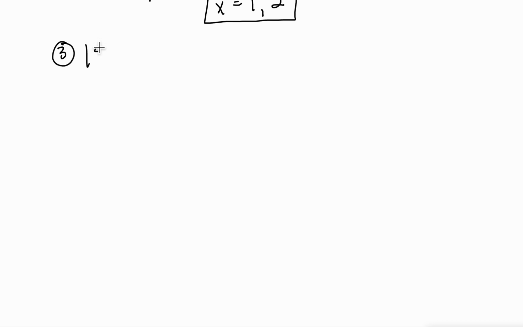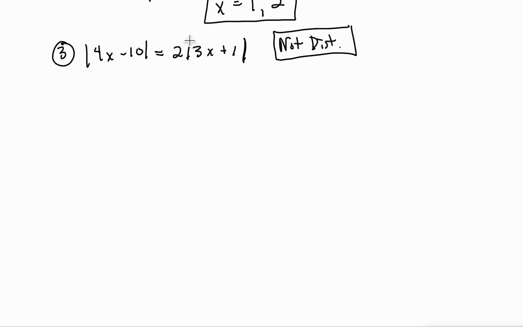The absolute value of 4x minus 10 equals 2 times the absolute value of 3x plus 1. So remember, this is not distributive. It's not a distributive property, and the reason why it isn't is because it's an absolute value sign. I'm just going to put "yet," because that will become a distributive, but not yet. So we have to undo that absolute value first.